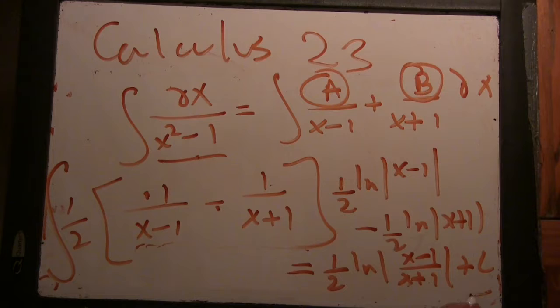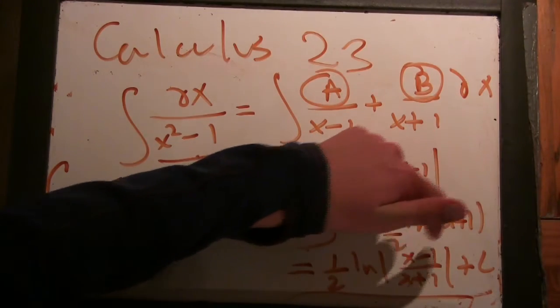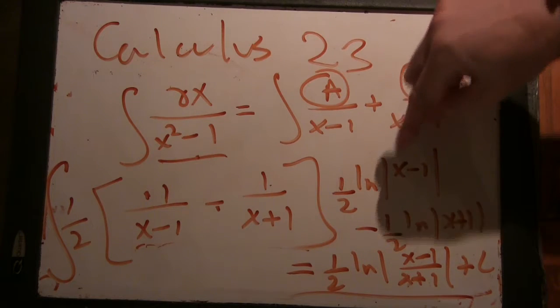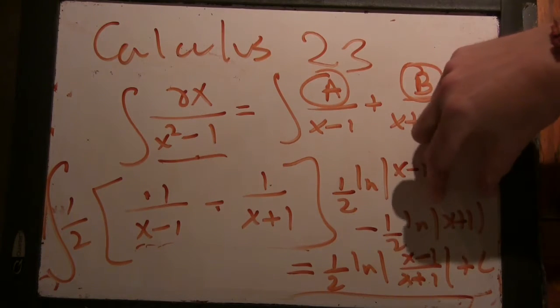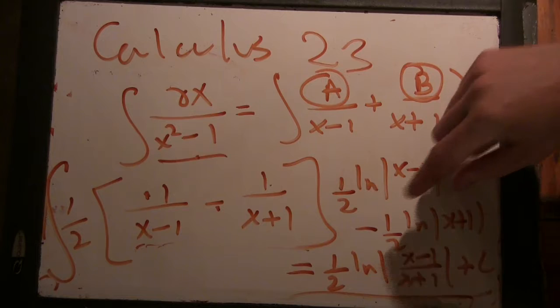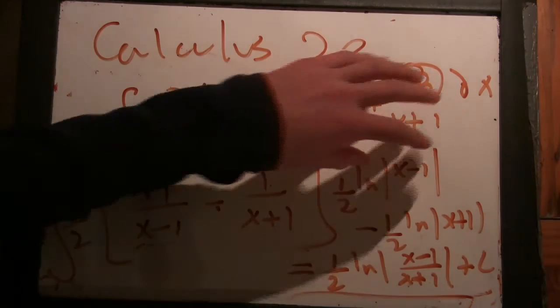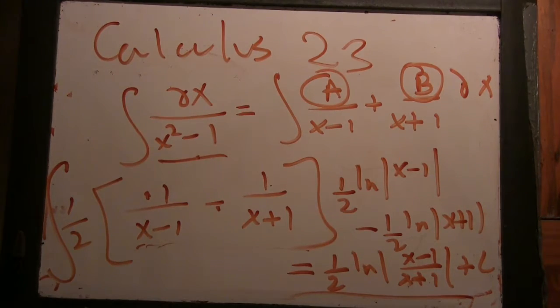Let's see if I was able to do that last step. Just going from this to that. Going from 1/2 log of absolute value of x minus 1 minus 1/2 log of x plus 1 equals 1/2 log of x minus 1 over x plus 1, because logs work that way. They work kind of like exponents, where if you have a log minus another log in the same base, it's the same as the log of the quotient.